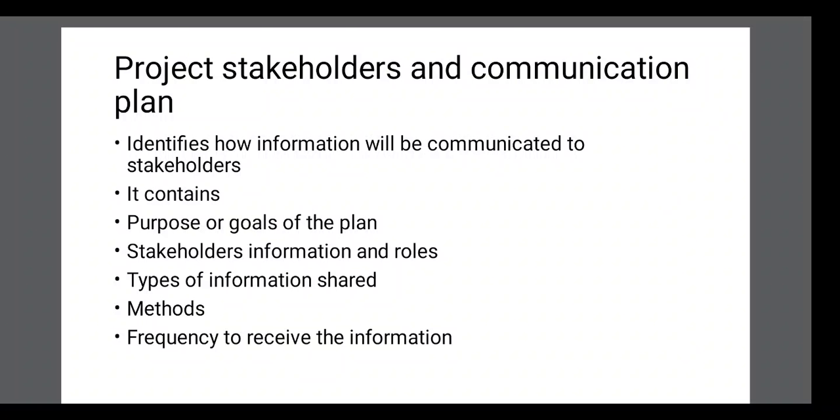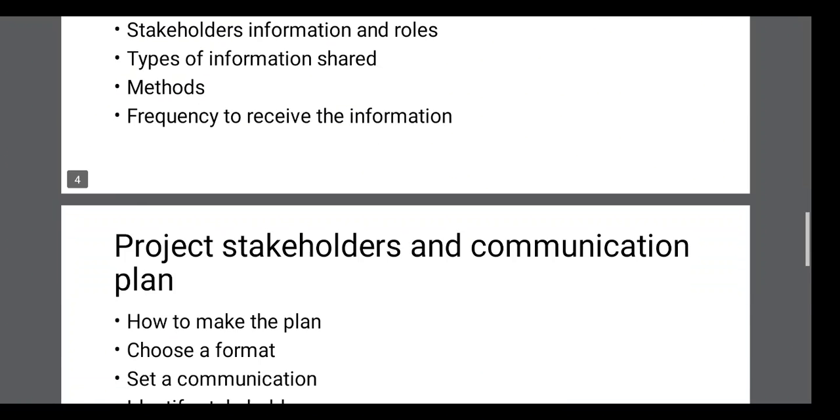Next one is the type of information shared with the stakeholders. What information should be included or shared with the stakeholders is also important. So which type of information you have to share. Methods for sharing the information are also important. Then the frequency of receiving the information. So there is a time limit. In what way we have to retrieve the information from the stakeholders. These are all the main points in the communication plan.